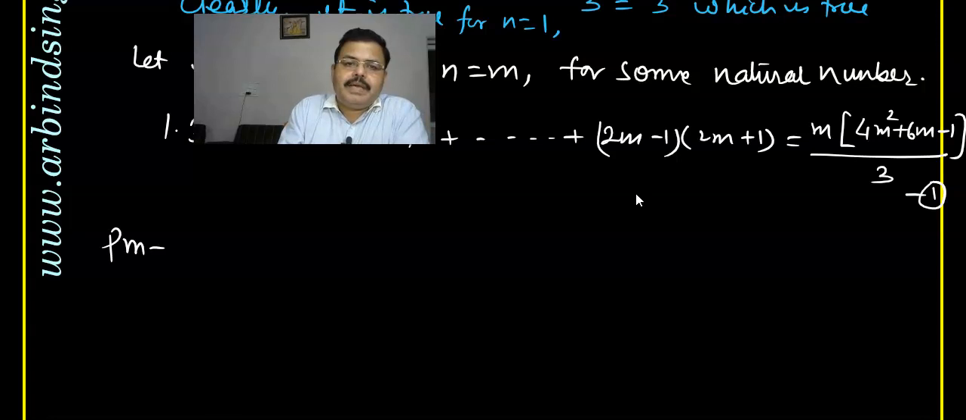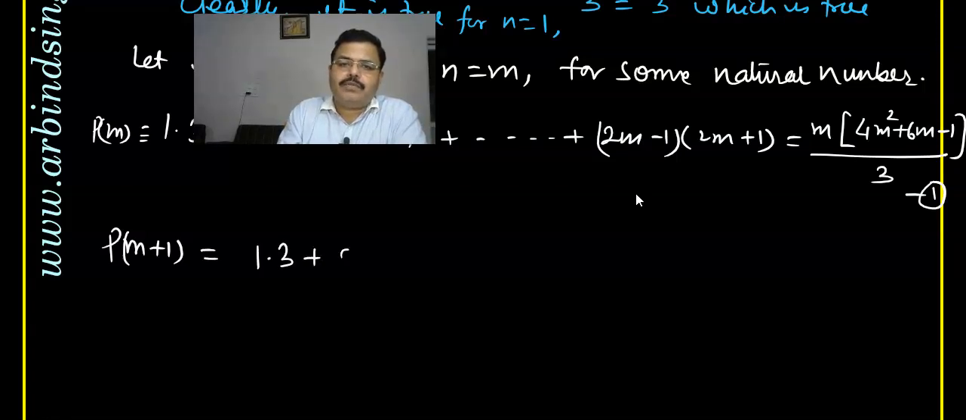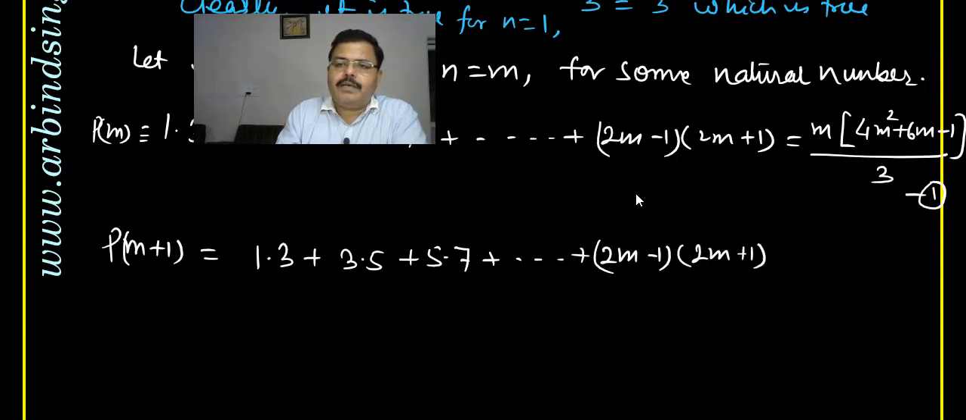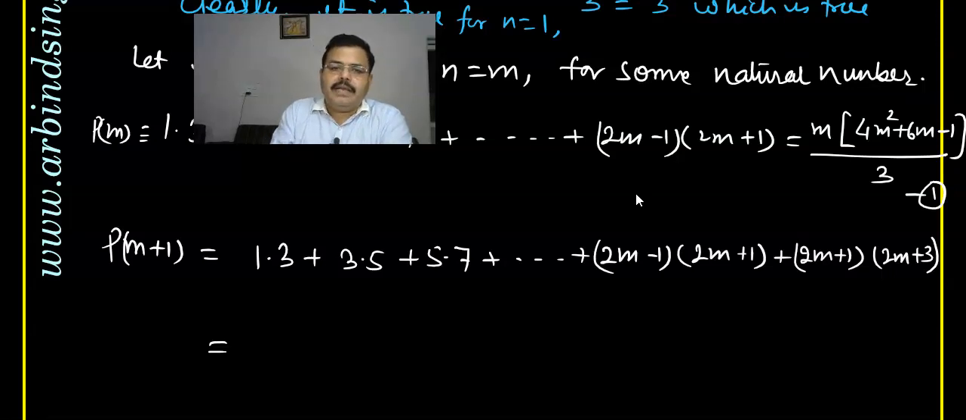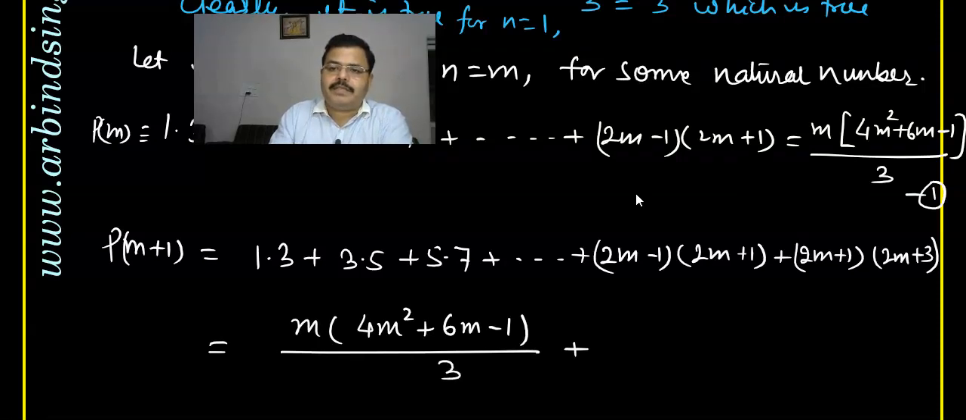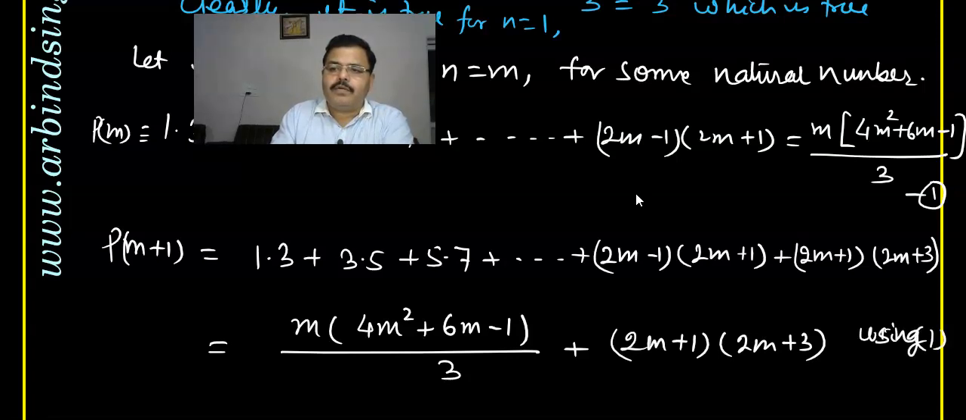So if I can write here, it is true for, this is equivalent to S(m). So S(m plus 1) is nothing else but 1 into 3, 3 into 5, 5 into 7 plus this one is 2m minus 1 and 2m plus 1. And if I put here m is equal to m plus 1, then next step will be 2m plus 1 and 2m plus 3. Isn't it? See, whatever this last step is the first step in the next one, and the second step is two more than this. So 2m plus 1 plus 2 is 2m plus 3. So clearly, if I use this, m into 4m square plus 6m minus 1 whole divided by 3 plus this one 2m plus 1 and 2m plus 3 using 1. Don't forget to write this.